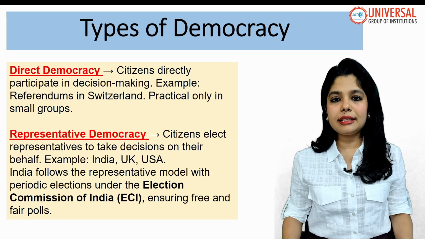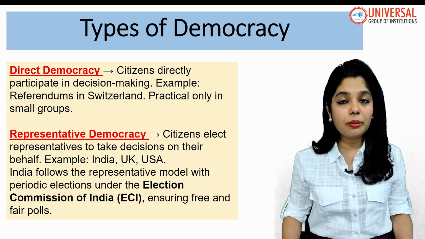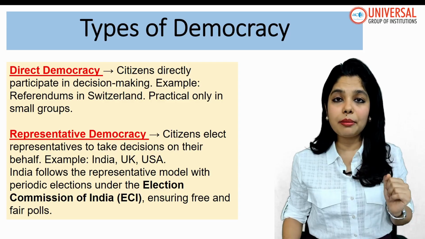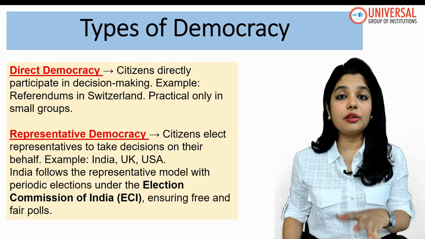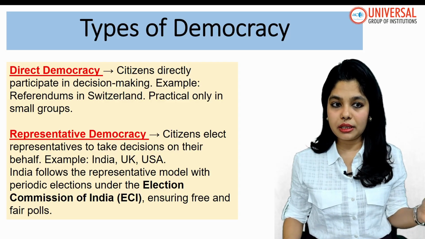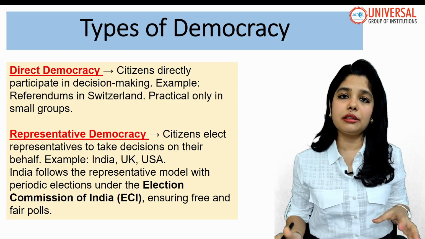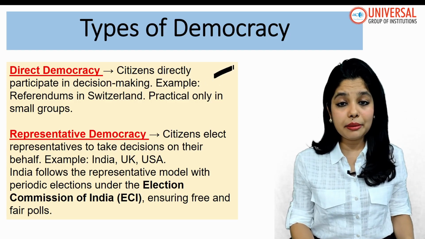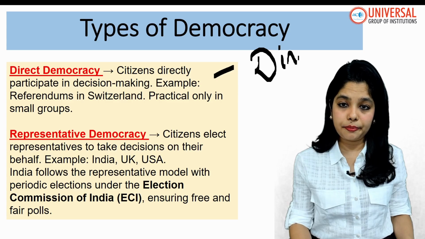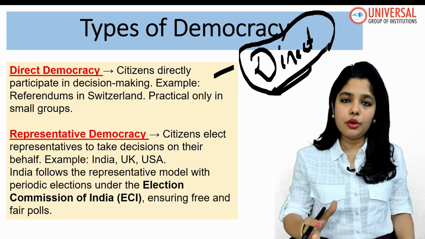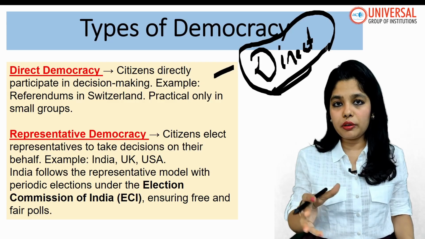Now let's see the types of democracy. Democracy is again divided into two parts. One is direct democracy and another one is representative democracy. In direct democracy, citizens directly participate in the decision making. As the name suggests, direct. The name is itself saying that it's direct. So directly people are involved with the decision making.